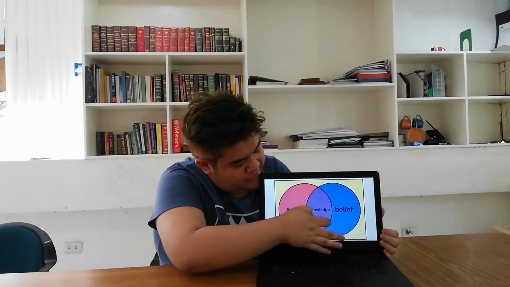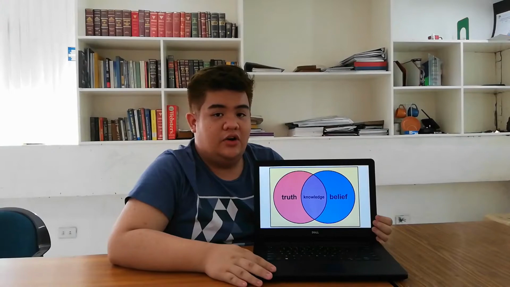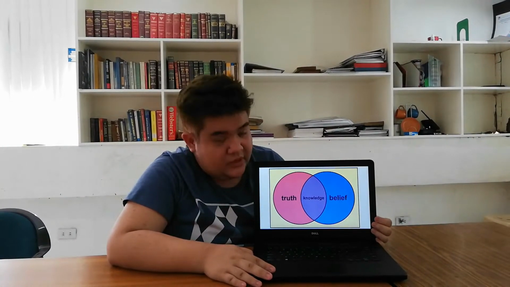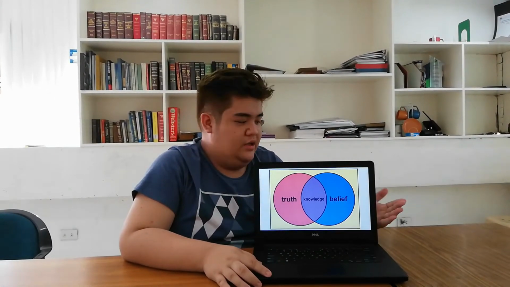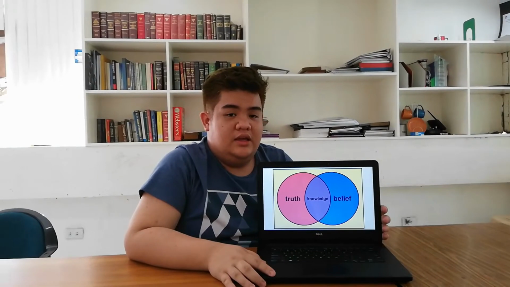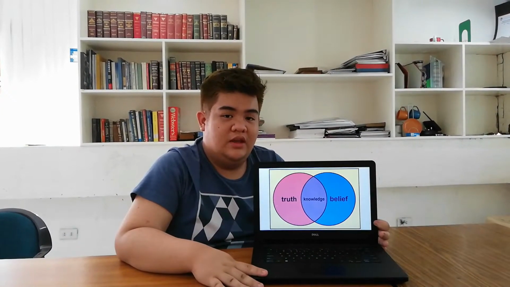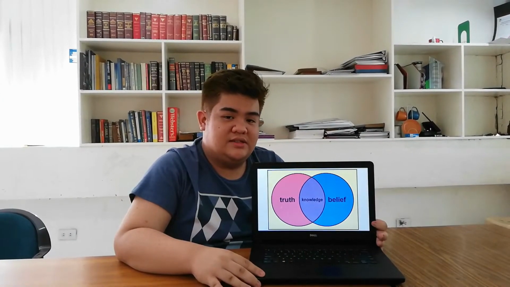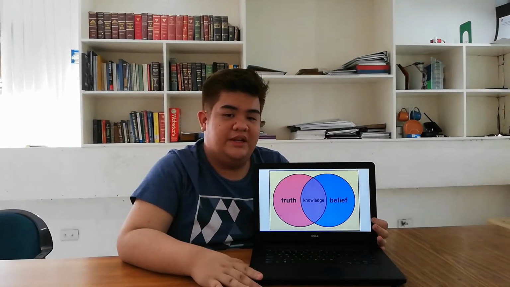The intersection of the truth and the belief circle is considered as the knowledge, meaning the relationship of both resulted in knowledge. A relationship, in conclusion, is the result of the intersection of two sets, such as the finite set of truth and the finite set of belief.